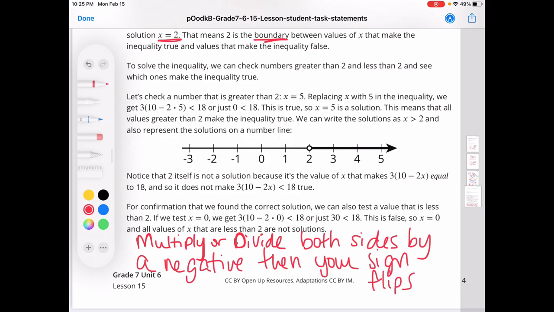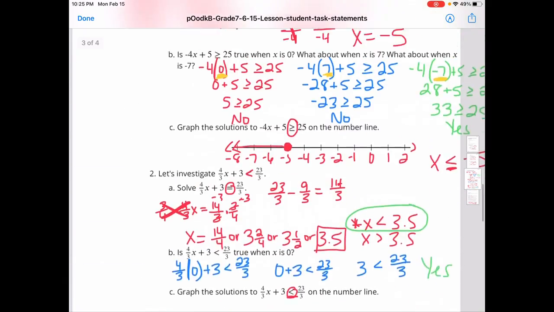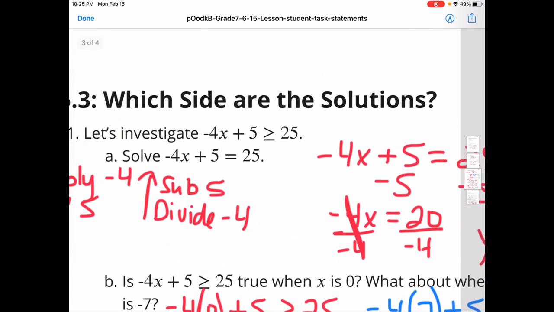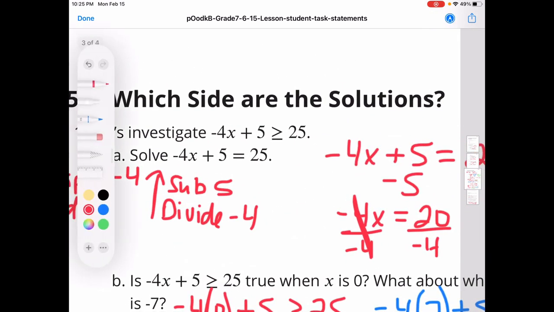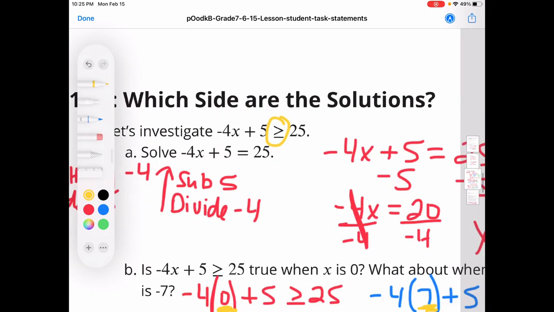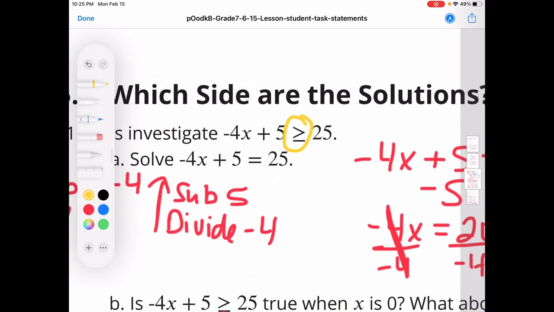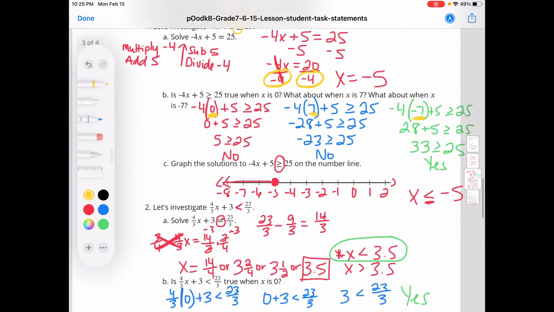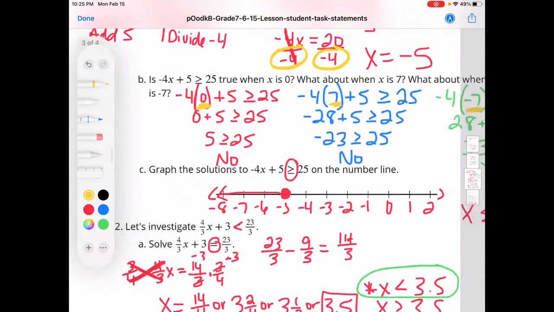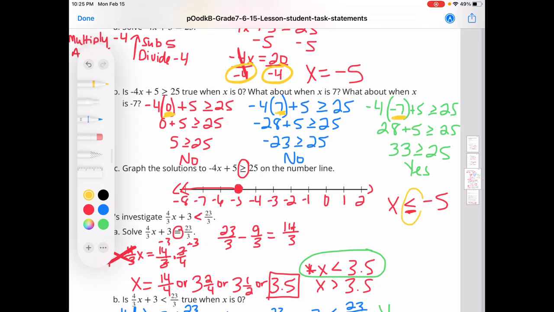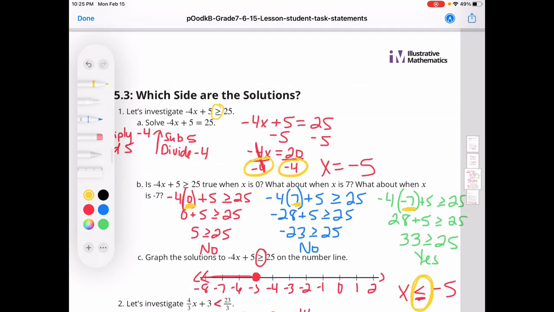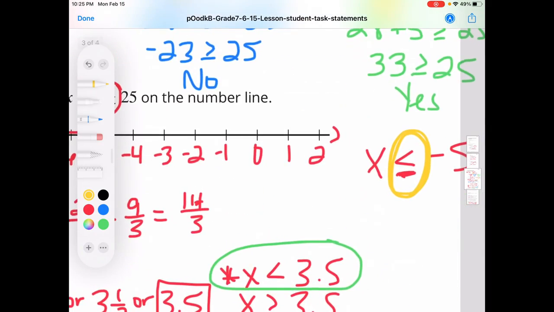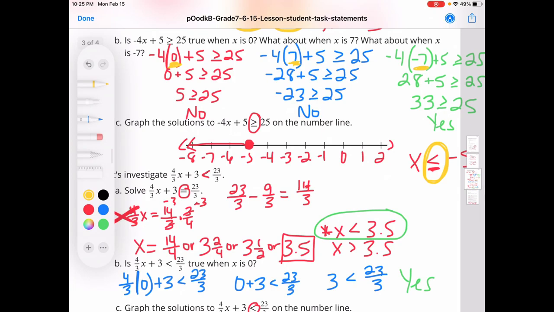So if you look back at number 1 here under 15.3, if you notice in the inequality, it was originally greater than or equal to, but since we had a negative number times our variable and we had to divide both sides by a negative, then when we solved our inequality, we actually had to write it in the opposite direction. So before, our inequality was greater than or equal to, but when we solve for x, since we had a negative, it's actually less than or equal to when we graph it on a number line.